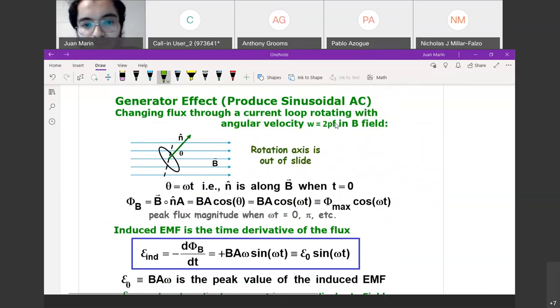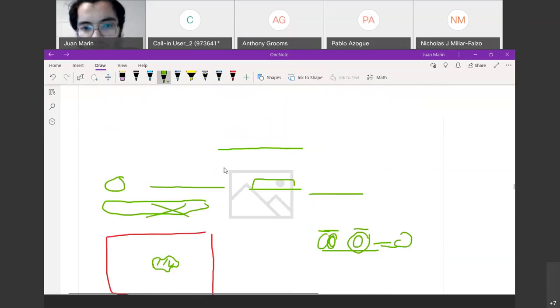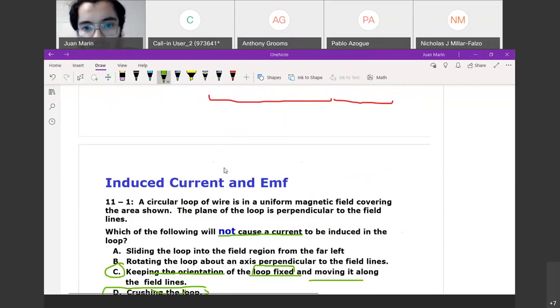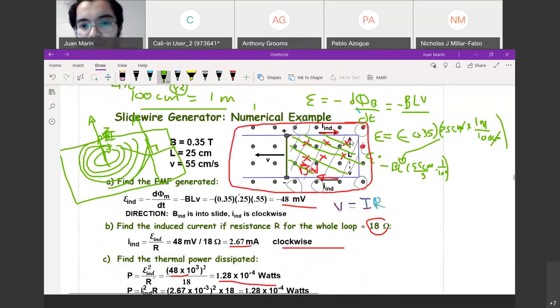Yeah, very good. Okay, so now for this slide, we're going to the generator effect. We already saw what happens when you have a changing area. When you have these two rails of wire connected by a resistor. They didn't show the resistor, but it should be there. And the rails are conducting rails.